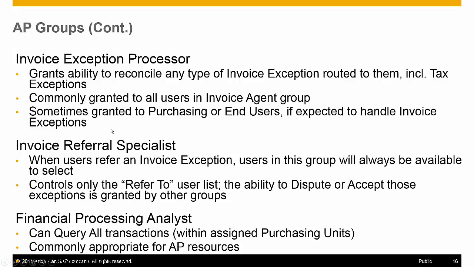Next up, we have the invoice referral specialist group. And this is an important one. When an invoice comes in, if it has detected we have a discrepancy, it will throw an invoice exception. One of the functions that an exception handler will see on their screen is a refer button. When they click the refer button, it will bring up a user search. You have the ability to search for and choose any user in the system who belongs to the invoice referral specialist group. That is the key. It will not bring up the entire user base, but only people who belong to this particular group.